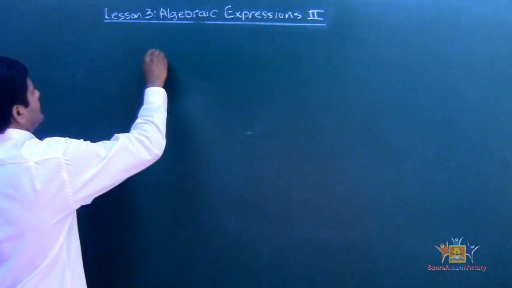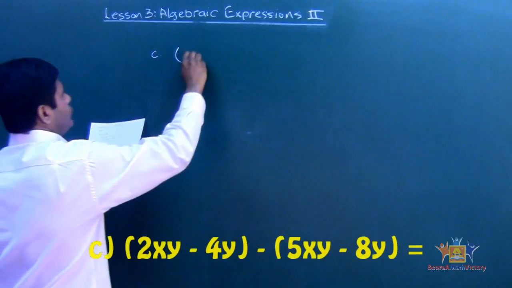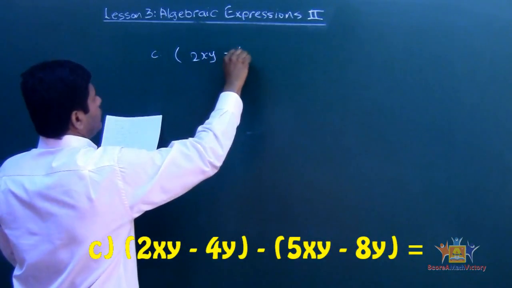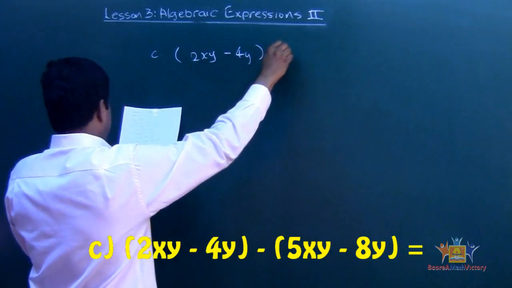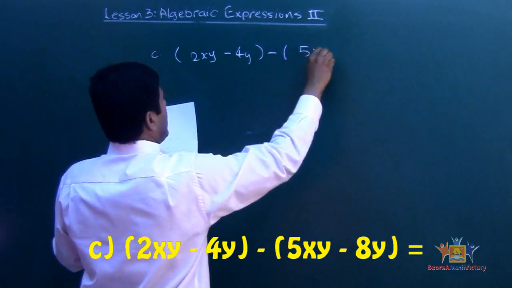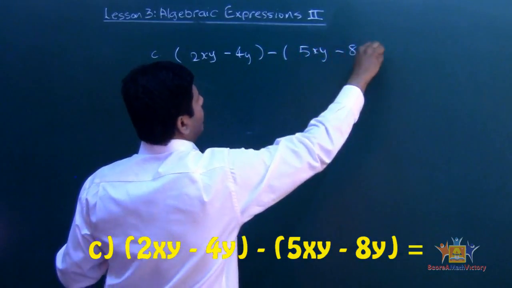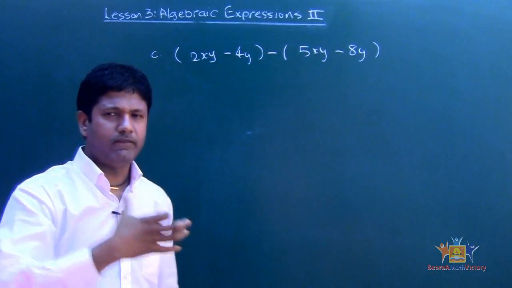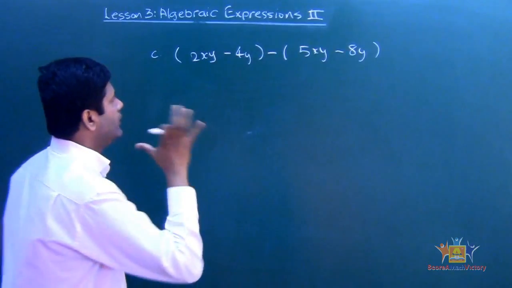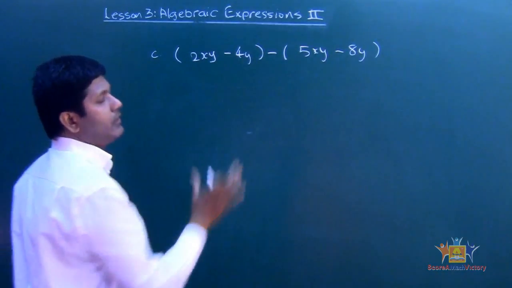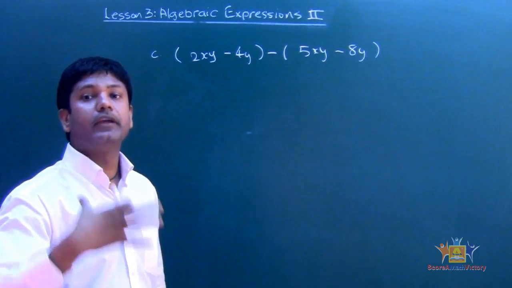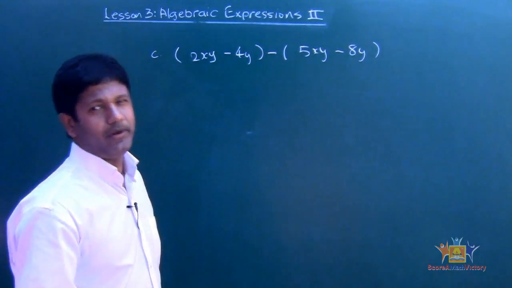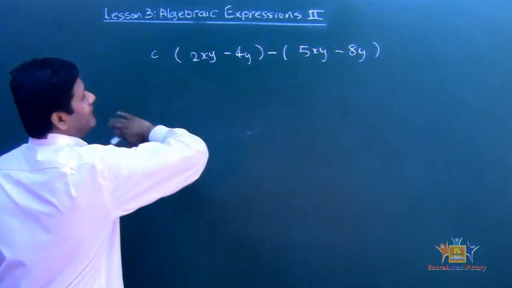Now C, this time we are subtracting two algebraic expressions. So the first one is 2xy minus 4y. I'm subtracting that with 5xy minus 8y. See that? They both are contained inside a bracket. Very important. Pay attention that you have both algebraic expressions inside the bracket. That means I have to open the bracket. I gotta break the bracket out. Okay, that means I'm going to expand it.